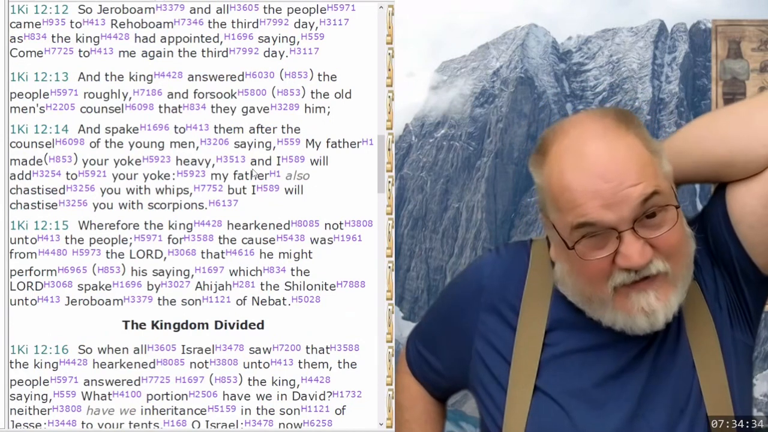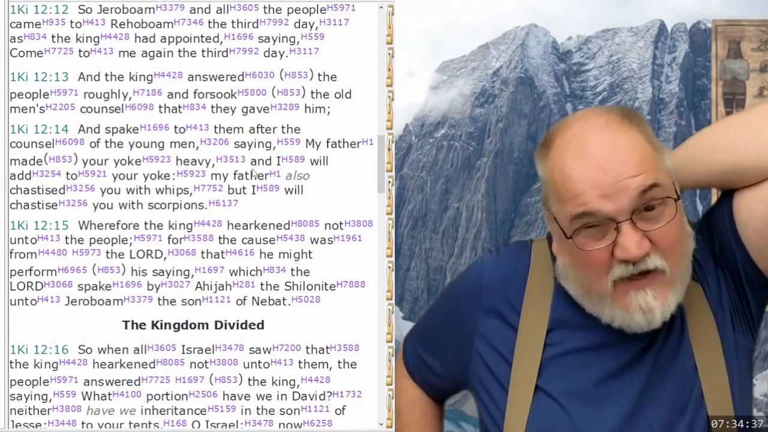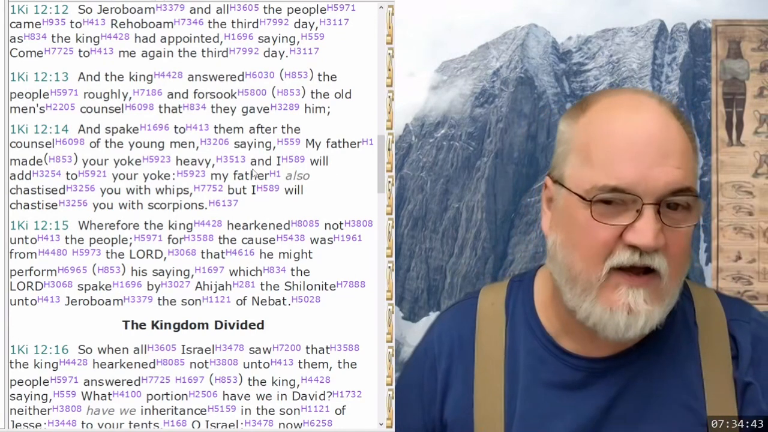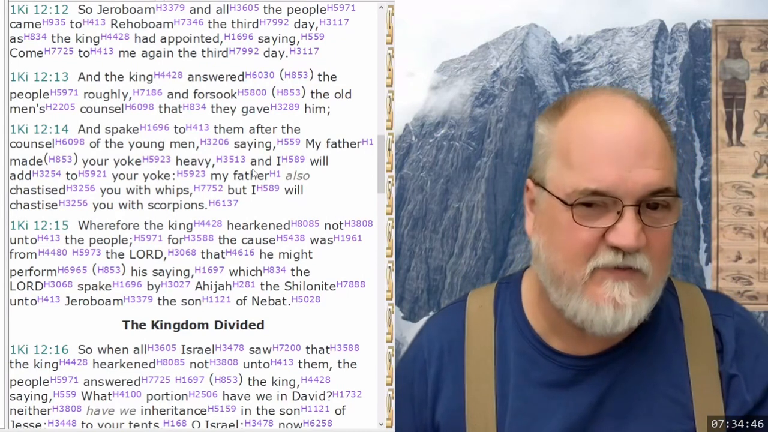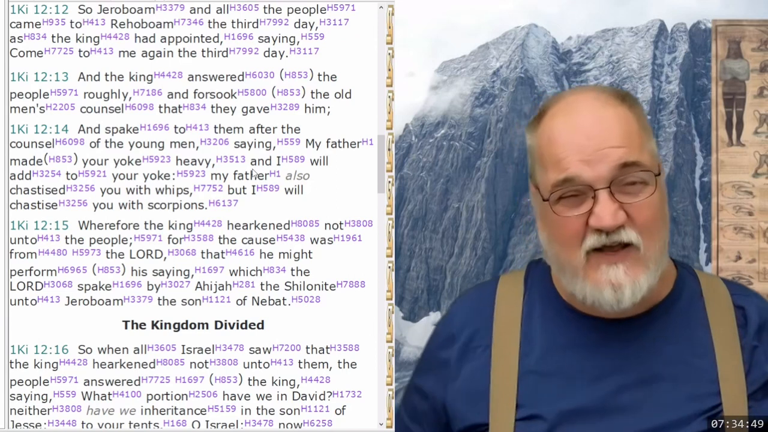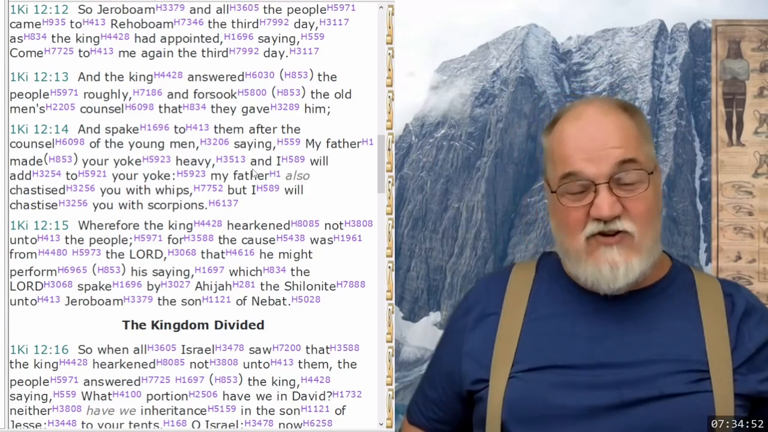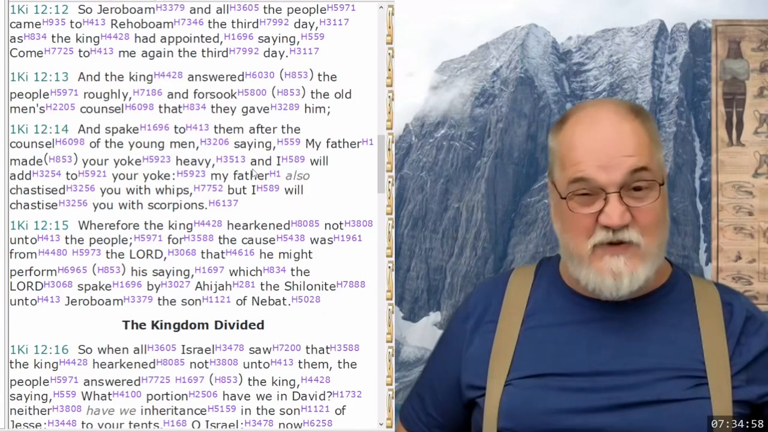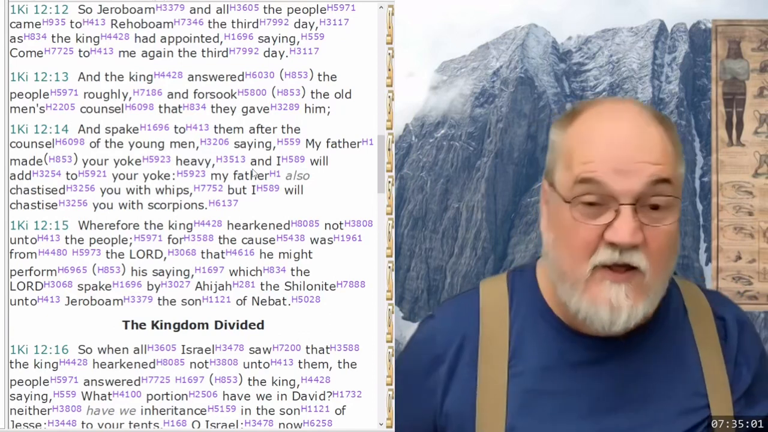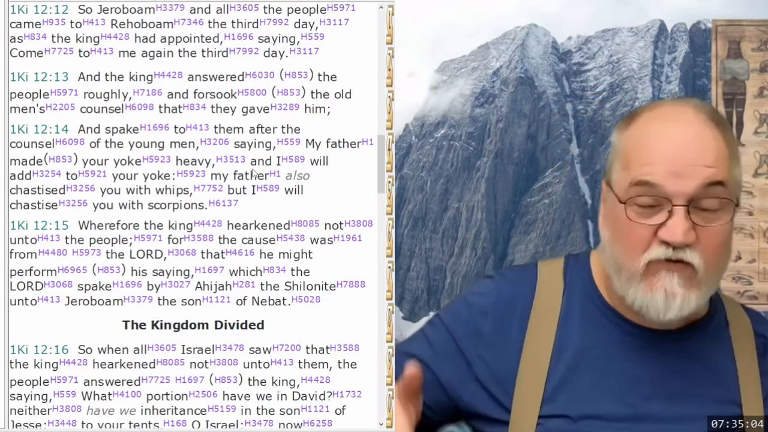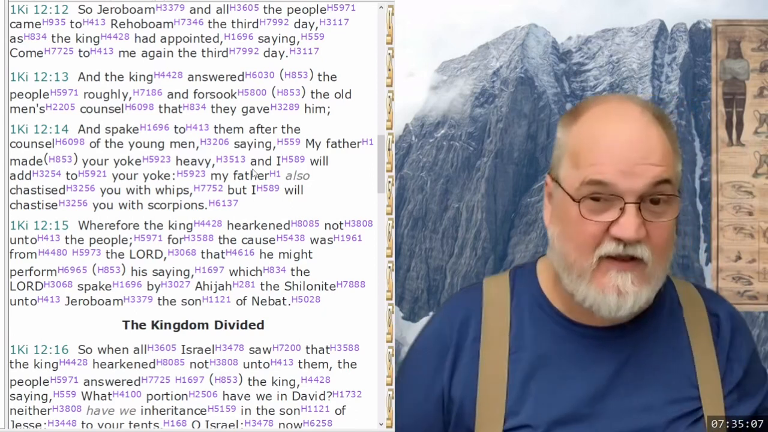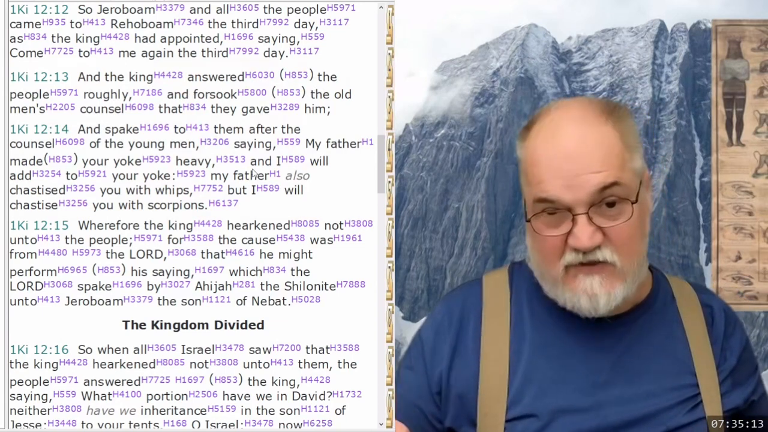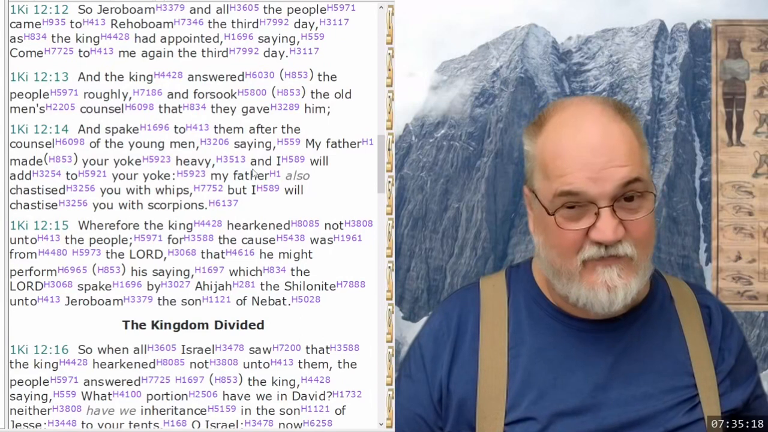And when we look at 12 verse 15, "Wherefore the king hearkened not unto the people, for the cause was from the Lord, that he might perform his saying which the Lord spake by Ahijah the Shilonite unto Jeroboam the son of Nebat." Now, when you look at a text like this, God was behind it. I mean, God obviously would rather not that the kingdom be divided, that his people are worshiping false gods and so forth. But God has laid out a course of what was going to happen to correct his people. And what he wanted to correct his people is this movement to be divided, right?